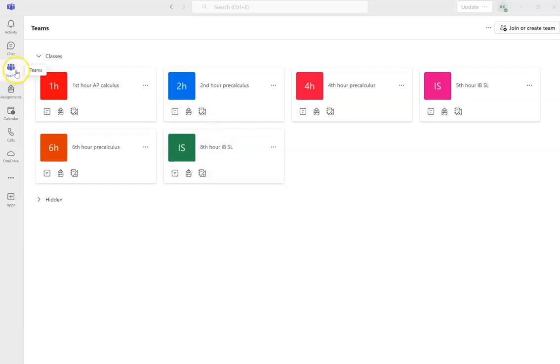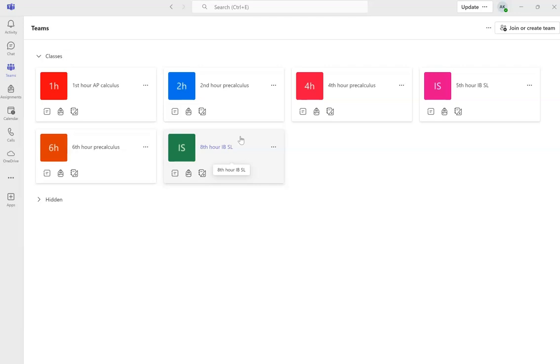All right. So once you're into Teams, go ahead and click the Teams button here on the side. You should see a bunch of tiles. One of those tiles should be 8th hour IBSL. I preloaded everybody into the course on Monday, so you should all have the tile there. If anybody's missing it, though, let me know now.